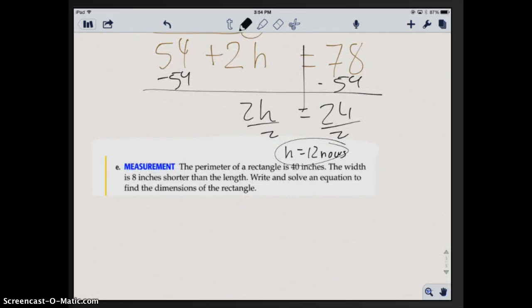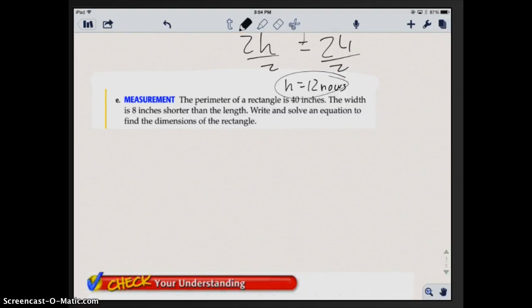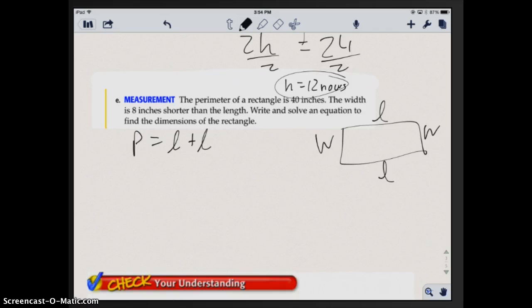The perimeter of a rectangle is 40 inches. The width is 8 inches shorter than the length. Write and solve an equation to find the dimensions of the rectangle. Draw a really quick rectangle here. There's the width and the length, and there's another width and another length. And you add them all up and you get the perimeter. So the perimeter essentially is equal to the length plus the width plus the length plus the width. All 4 sides added up.